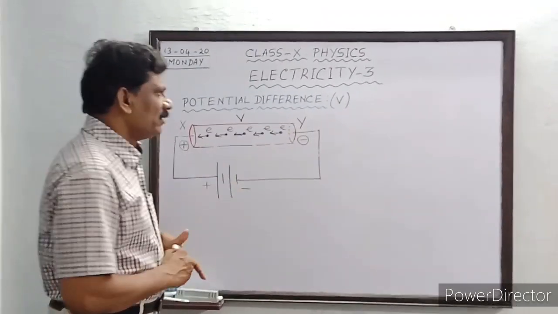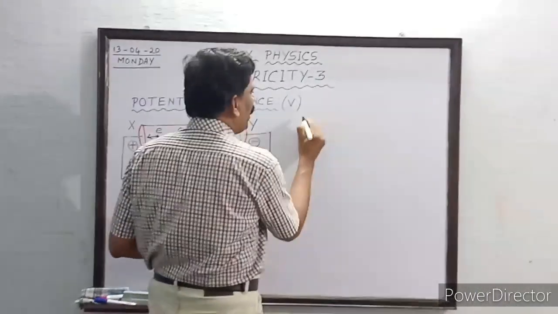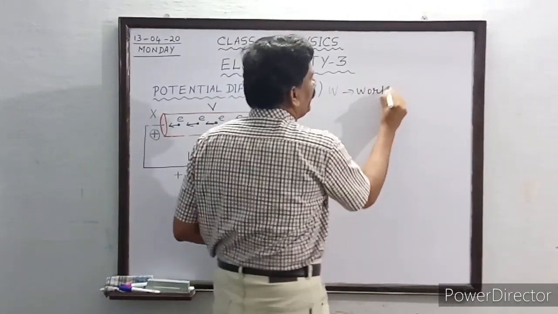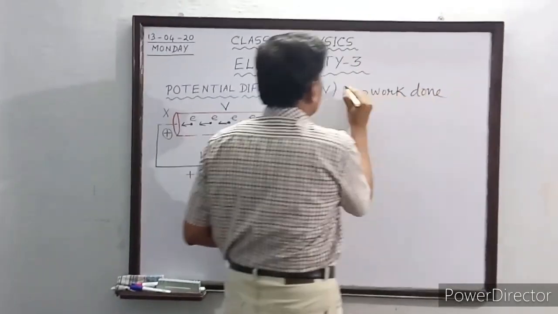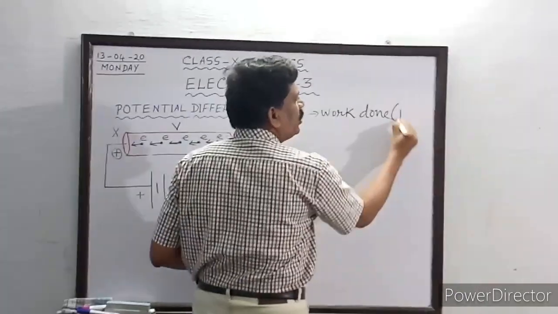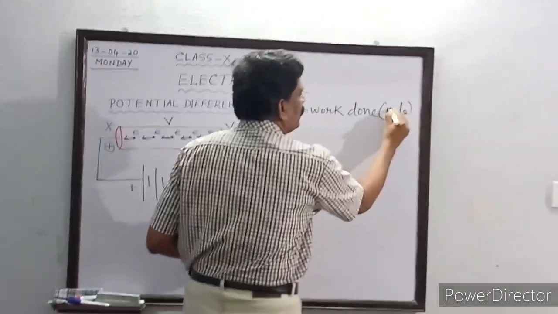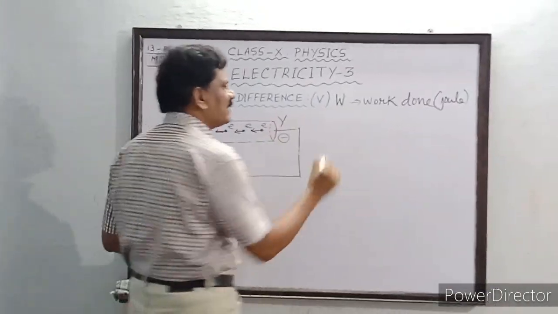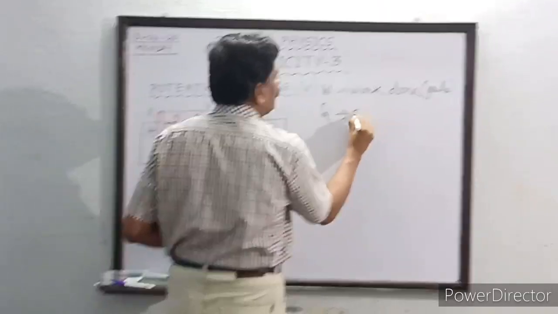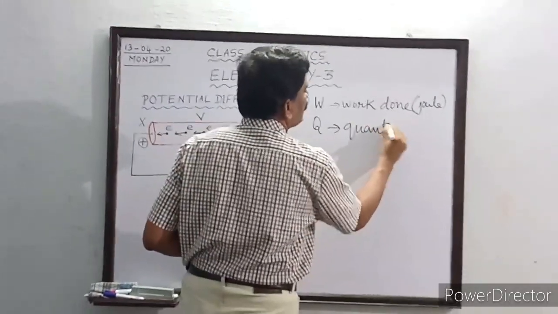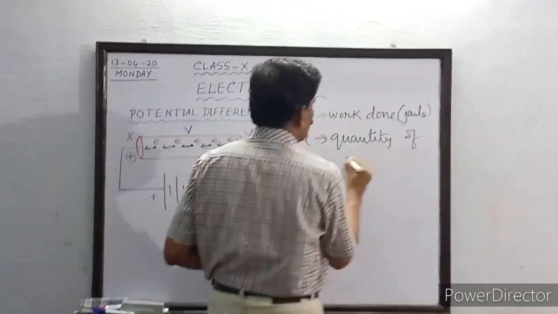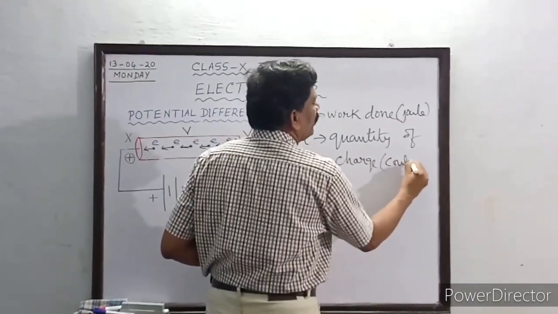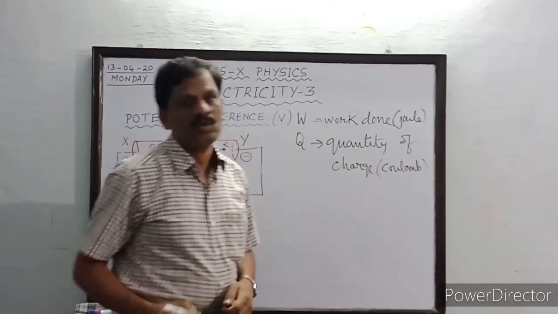Good. So I will take W joule of work is done. So W is the work done, which is expressed in the unit of joule, to transfer how many coulomb of charge, say for example Q. Q is the quantity of charge. And charge is expressed in coulomb.